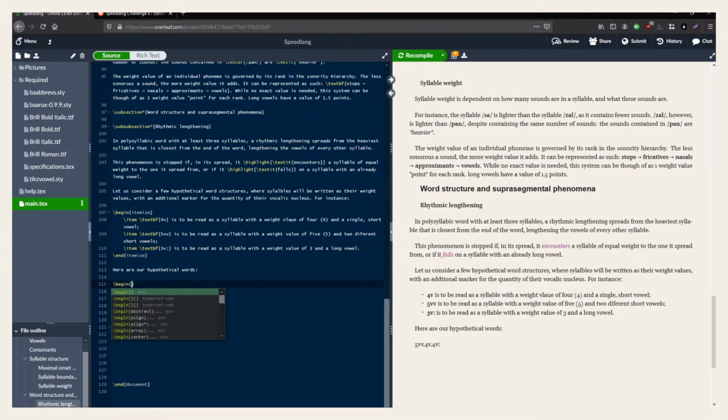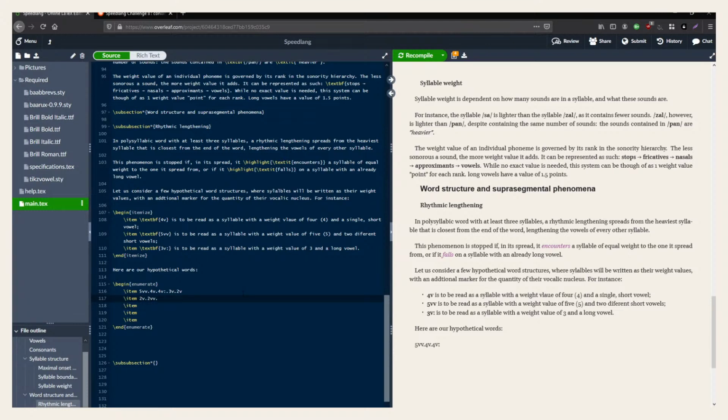I'm going to begin to enumerate. Of course, let's see. I'm going to make 5 words. Should be enough to demonstrate. 2VV.